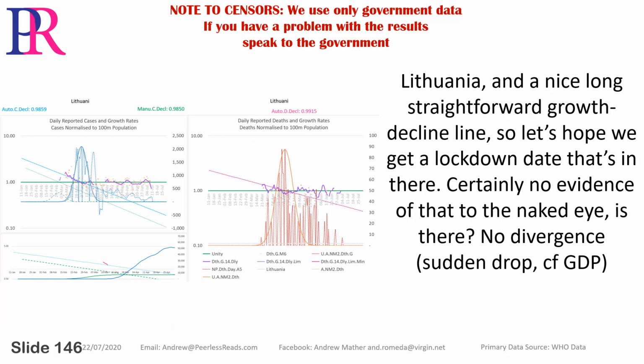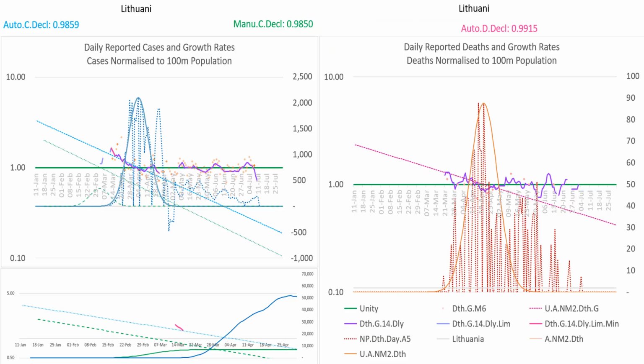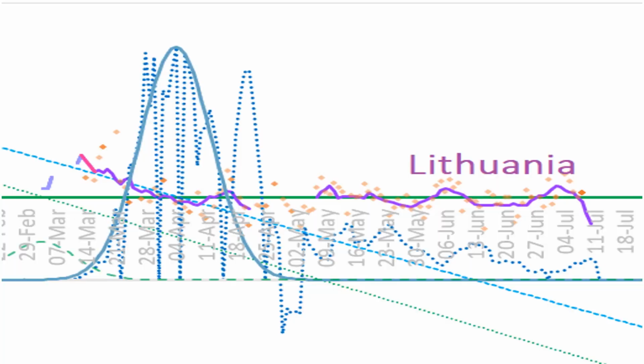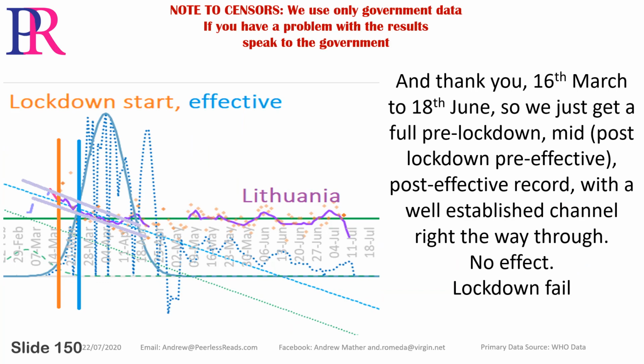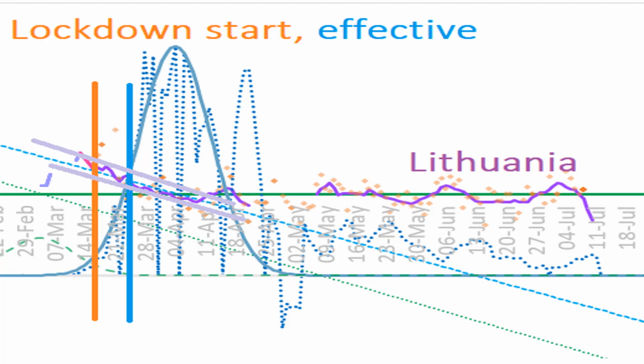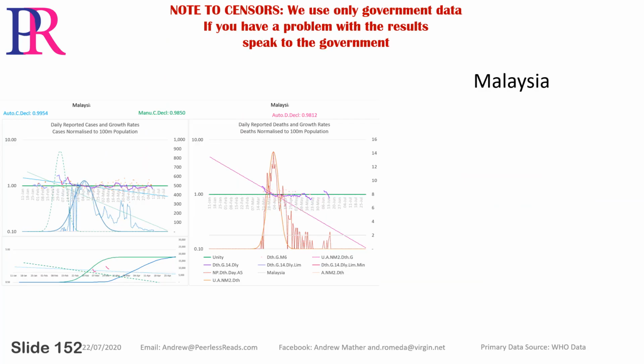Lithuania and a nice long straightforward growth decline line, so let's hope we get a lockdown date that's in there. Certainly no evidence of that to the naked eye, is there? No divergence, sudden drop compared to GDP. Hey ho, let's go look it up. And thank you, 16th March to 18th June, so we just get a full pre-lockdown, mid-post-lockdown pre-effective and post-effective record, with a well-established channel right the way through. No effect, lockdown fail. Malaysia.